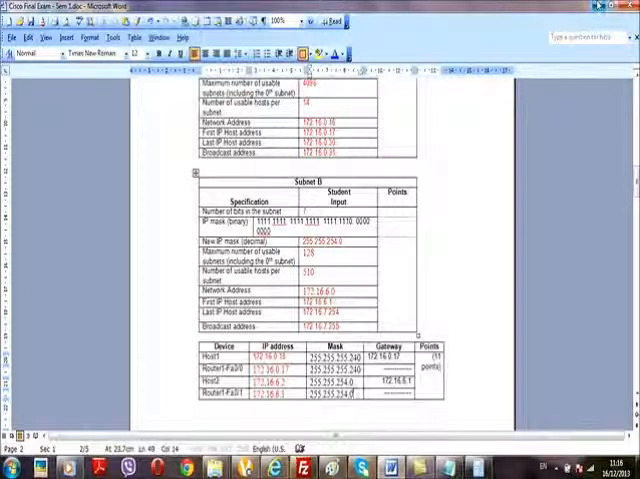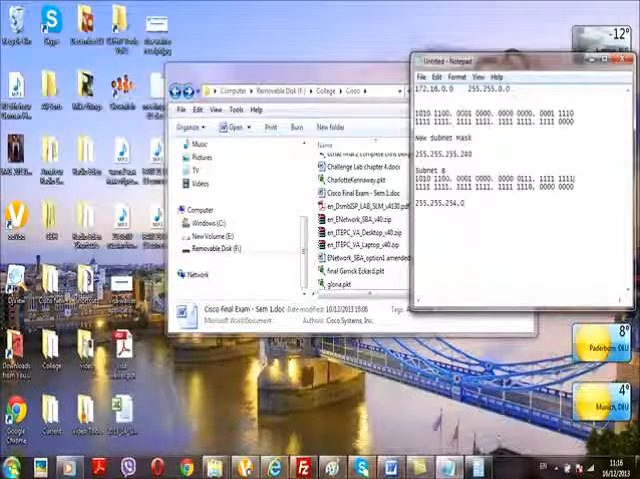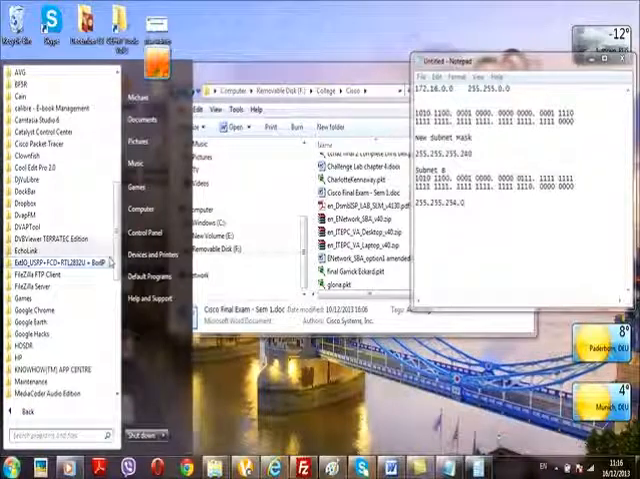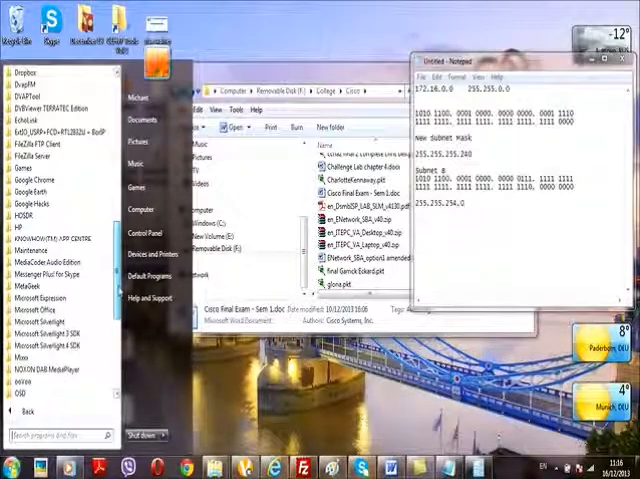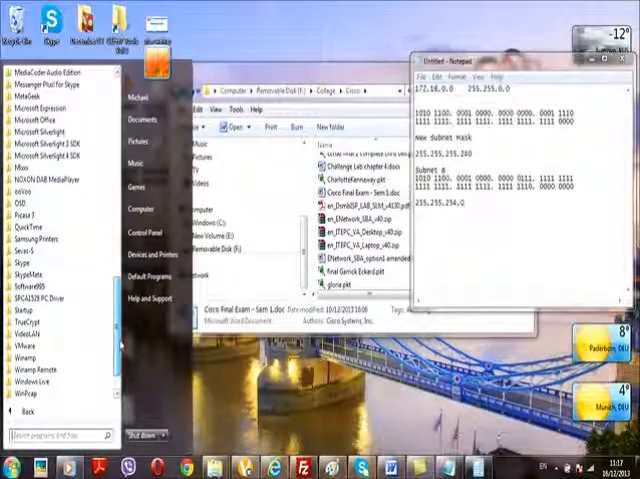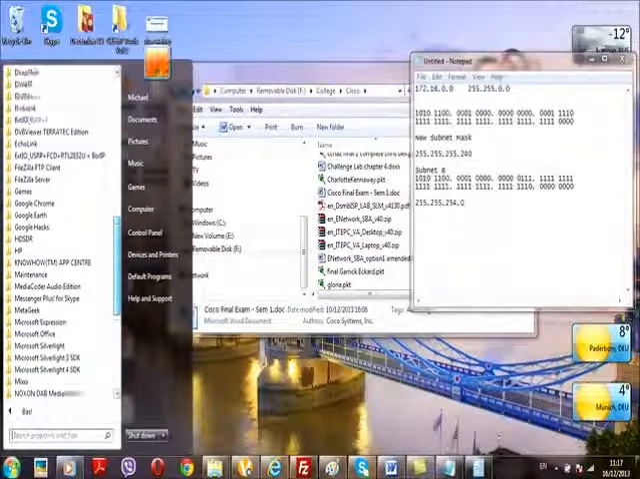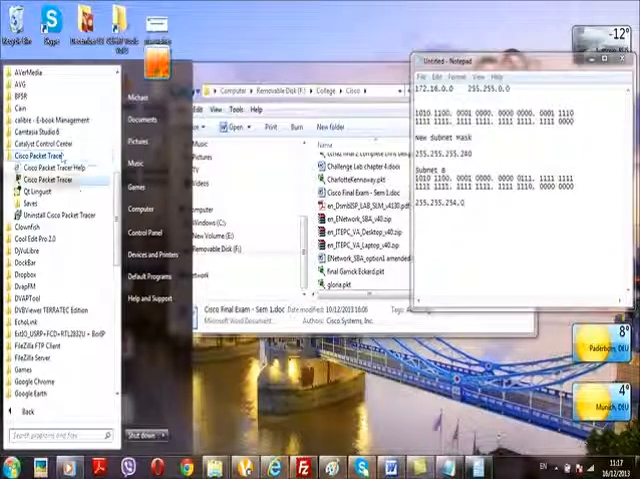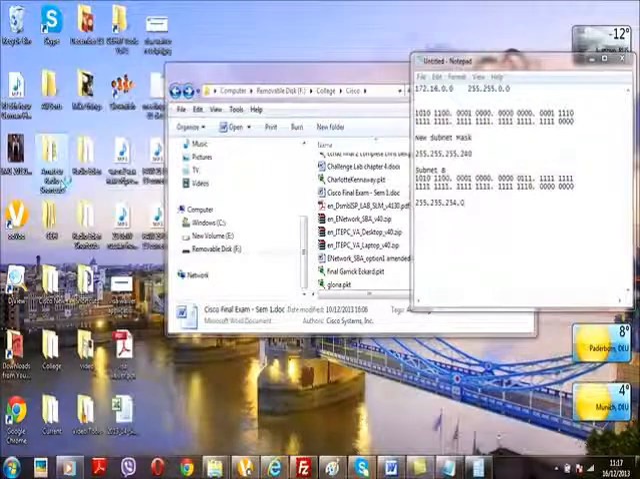Right. Okay, I'm just going to minimize this. Let's have a look for Packet Tracer. Cisco Packet Tracer, here we go, yeah. Lucky me, I did install it. I wasn't sure whether I had installed it, but I have. Okay, Packet Tracer, here we go.